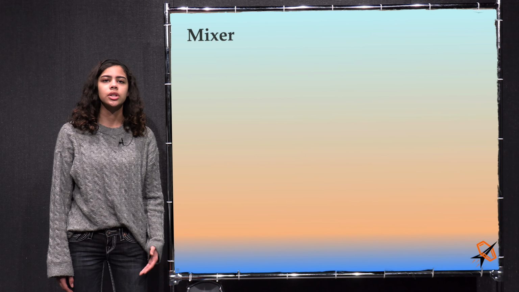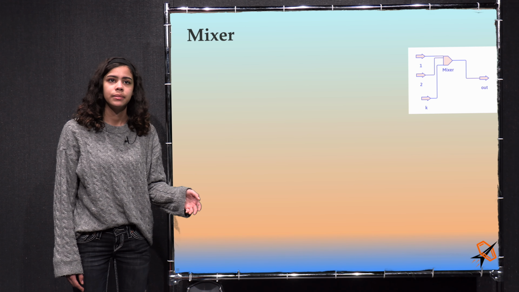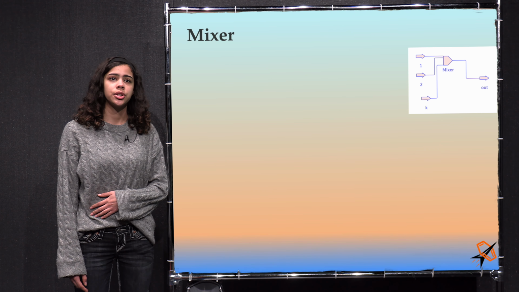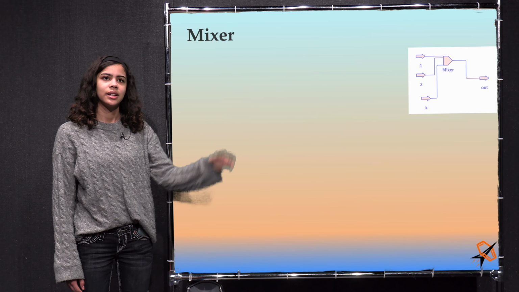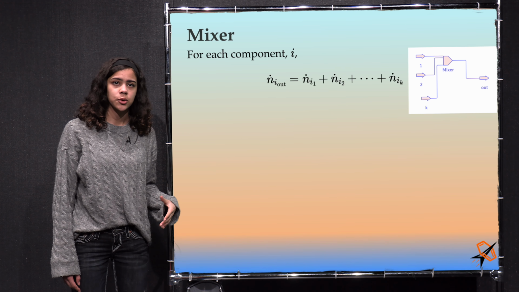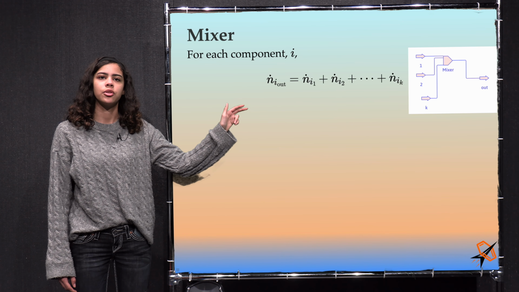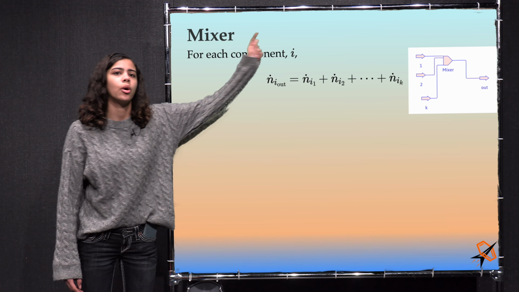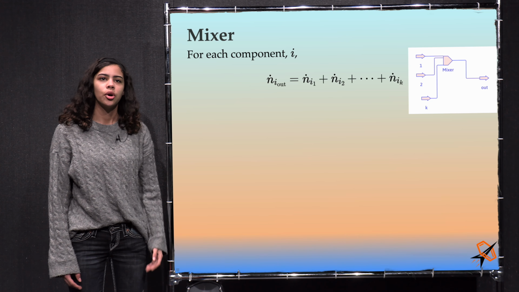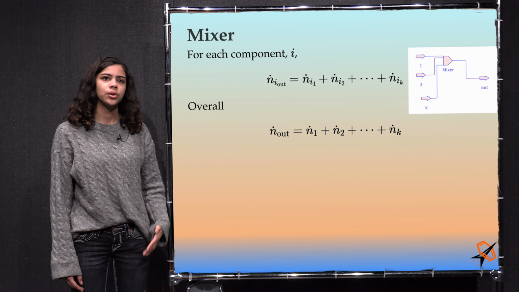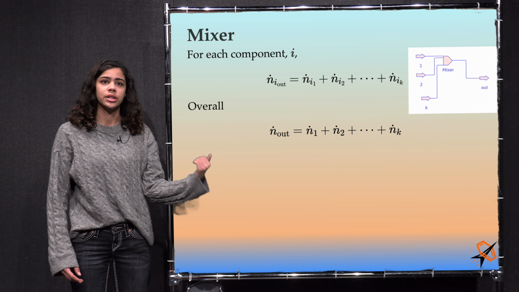A mixer is usually represented as a set of 2 or more incoming streams and 1 outgoing stream. The general balance equation for a mixer reduces to the sum of the input flow rates equals the output flow rate. For each component, or chemical species i, the molar rate of species i exiting the mixer is equal to the sum of the molar flow rates of species i entering from stream 1, 2, and so forth, up to stream K. Overall, a total balance yields that the total number of moles exiting is equal to the sum of the molar flow rates of each entering stream.